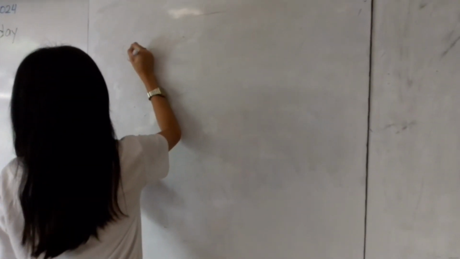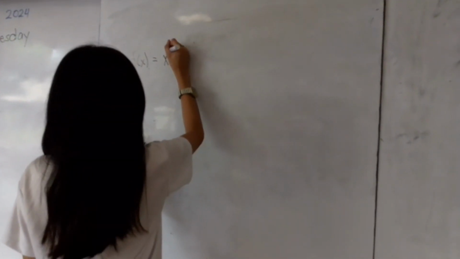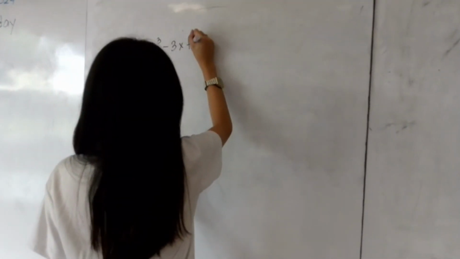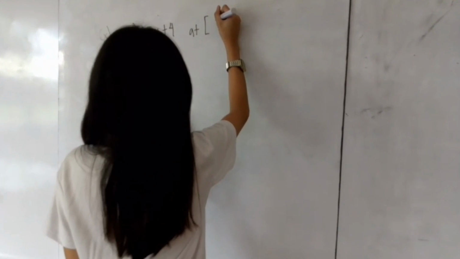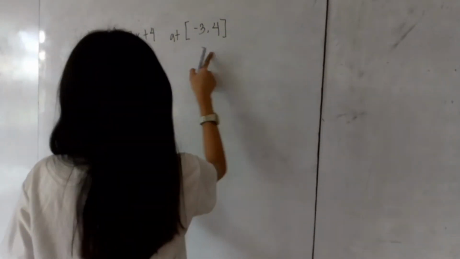For the first equation, we have f of x is equal to x cubed minus 3x plus 4 at negative 3 and positive 4.